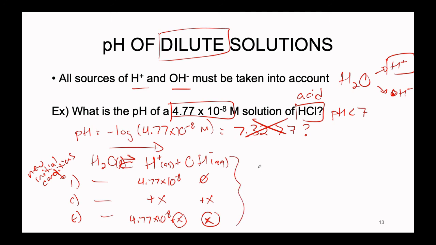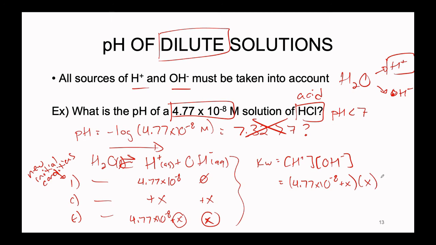So the equilibrium values for x can be found by setting up our Kw equal to the concentration of H plus and OH minus. The H plus concentration is going to be that 4.77 times 10 to the negative 8 plus x, and the value for OH minus is also going to be x.